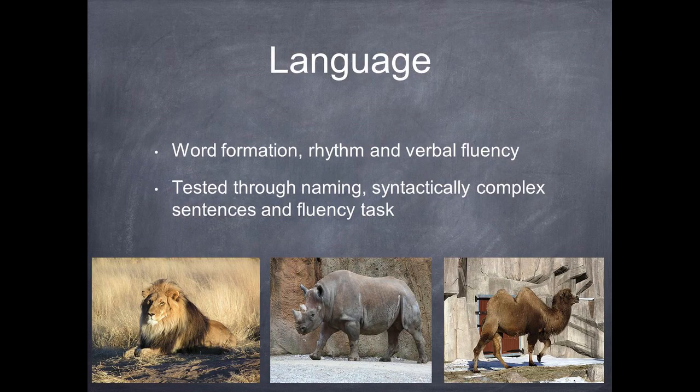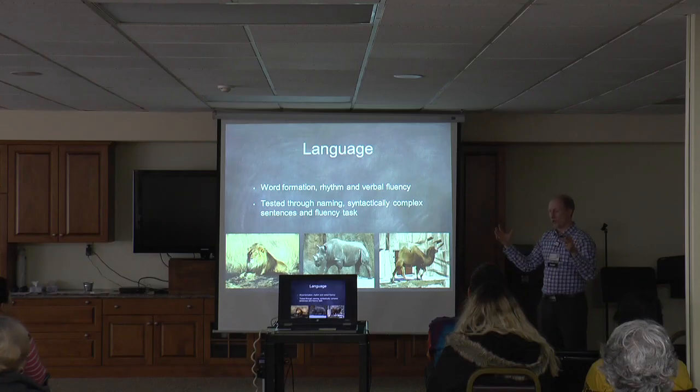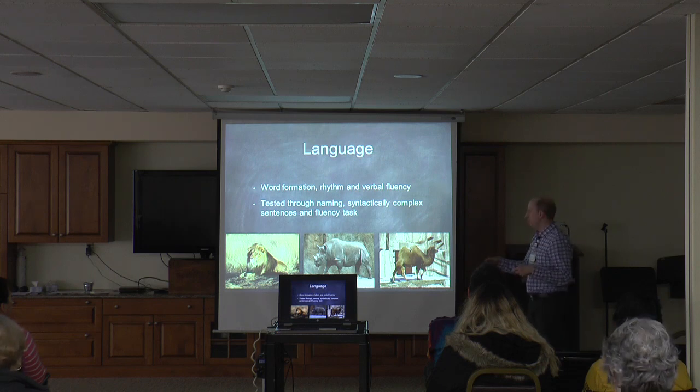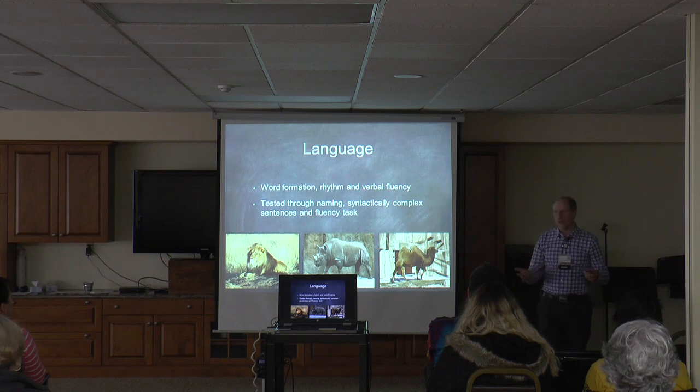The next area is language: word formation, rhythm, verbal fluency. These are things like naming, how you structure a sentence, how you pronounce the words and the sounds of the sentence. And then verbal fluency is just remembering a bunch of words of a certain category. It might be a bunch of animals that you ask them to remember, or a bunch of words that begin with a particular letter. That's this idea of verbal fluency.